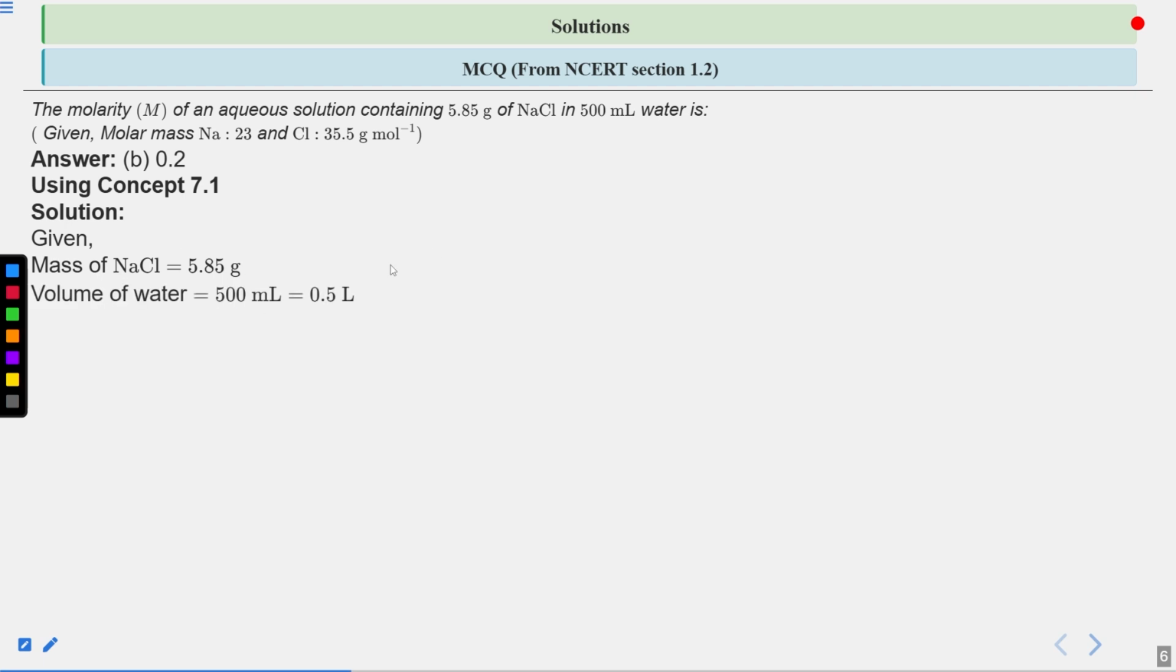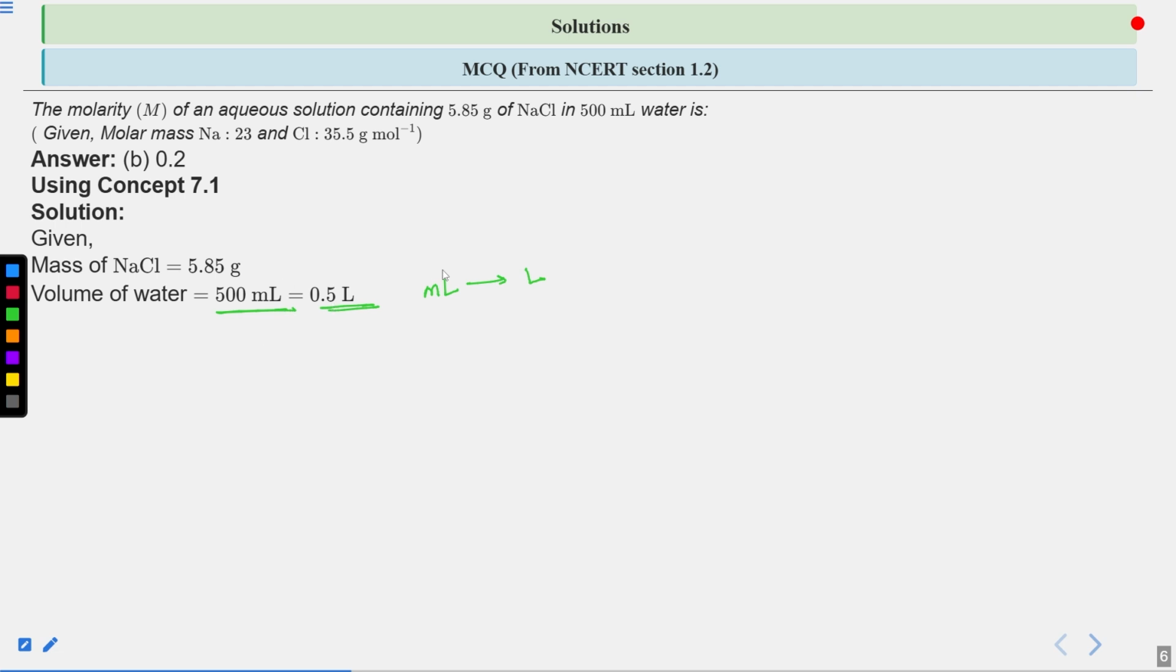So the volume of water is also given, which is 500 ml. You can write it as 0.5 liters. We just convert the milliliters to liters by dividing this quantity in milliliters by 1000. So when the given quantity of water is 500 milliliters, you have to convert it first of all into liters by dividing it by 1000.